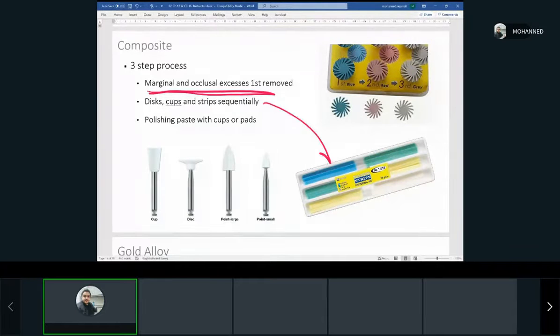These are the strips that we're talking about. They're like a long line of clear tape that has sandpaper on it. One side is more harsh than the other: one is for finishing, one is for polishing, depending on the system you're using. Then you can use polishing paste with rubber cups or points. So this is a cup, this is a disc, this is a point. As I said, you don't have to wait for composite. Amalgam, you have to wait 24 hours. Composite, you can do right away. You remove the excess, clean it up a little bit, and then you can polish it.